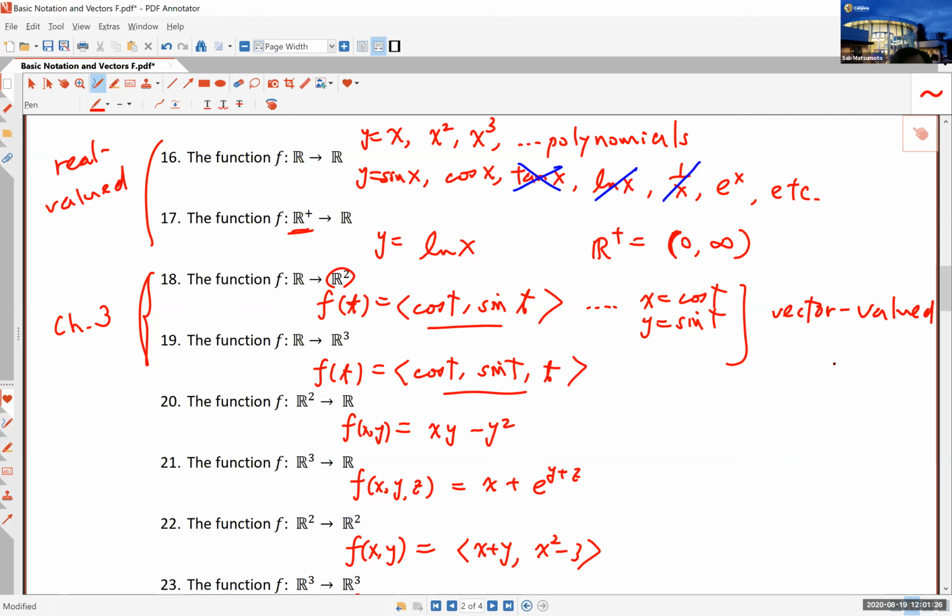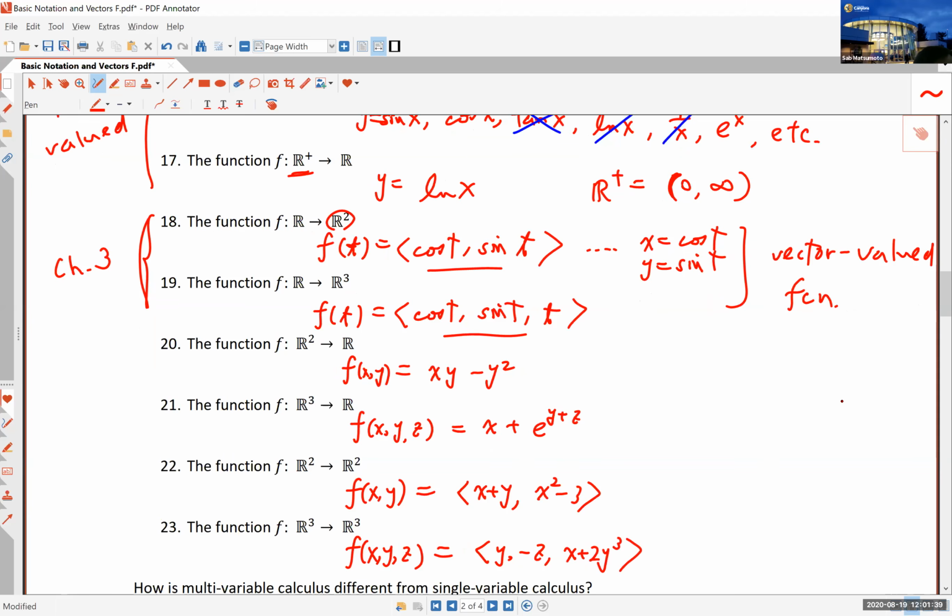I abbreviate function, it's a word we use very often. FCN. Every time I write FCN, you can just think of this as a function. All right, and then how about numbers 20 and 21?